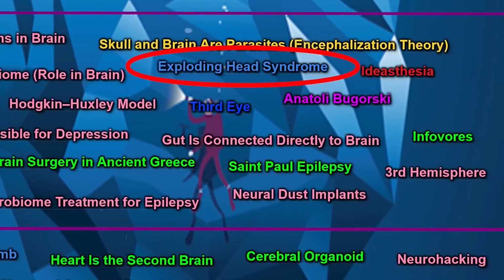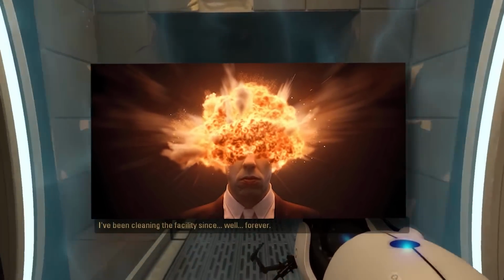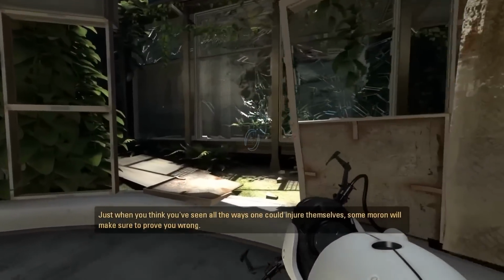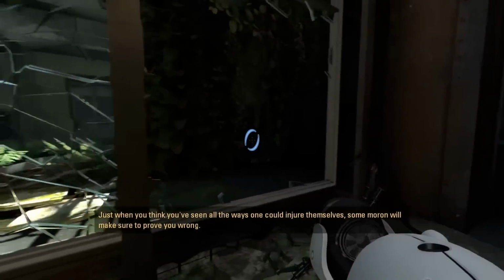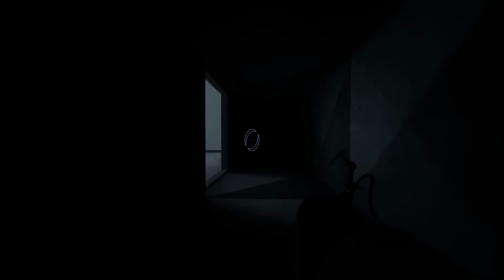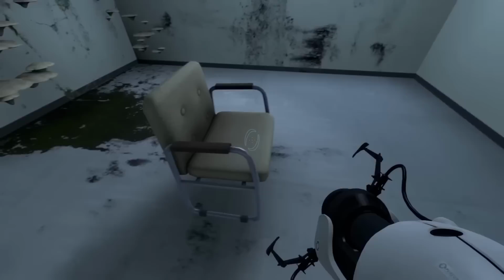Next up, we got exploding head syndrome. Now this sounds like some terrifying Michael Bay level disaster happening inside your skull, but it's not as dramatic or deadly as it sounds. It's actually a weird and pretty rare sleep disorder where you hear a super loud noise like an explosion, crash, or even gunfire just as you're falling asleep or waking up. And the catch is that it's all in your head.